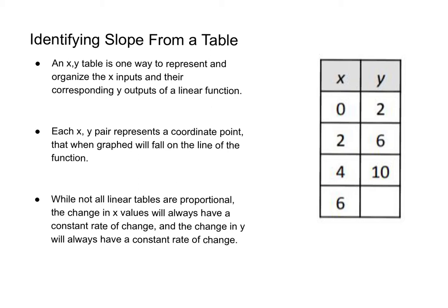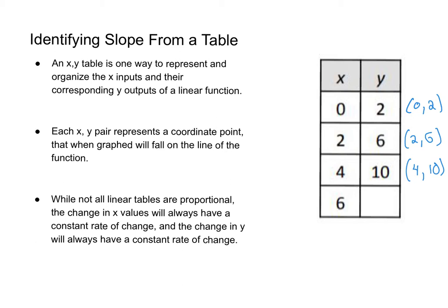So in this case, we would have the coordinate point 0, 2. In this case, we'd have the coordinate point 2, 6. In this case, we'd have the coordinate point 4, 10. And then this one is a little bit of a mystery because we don't have both of our X and Y's. But it's pretty clear to see that these inputs and outputs are just coordinate points.